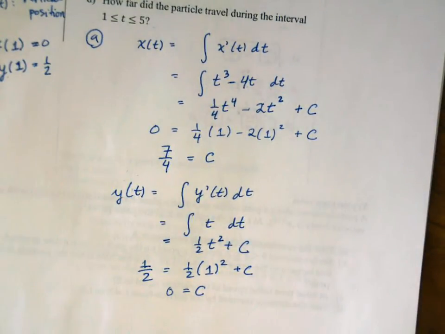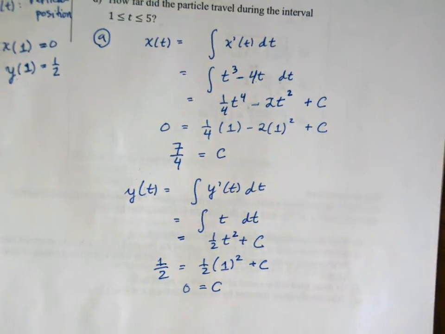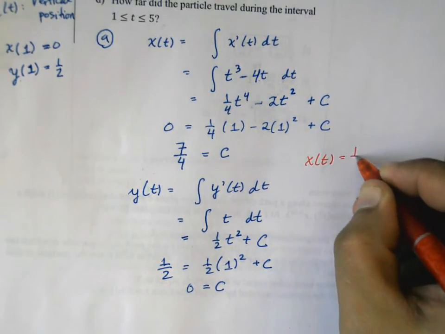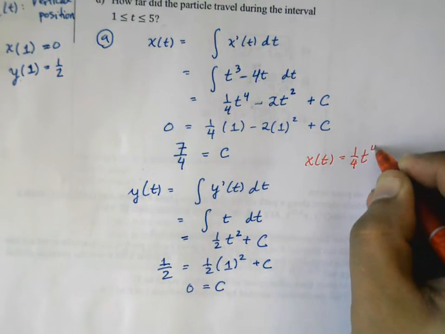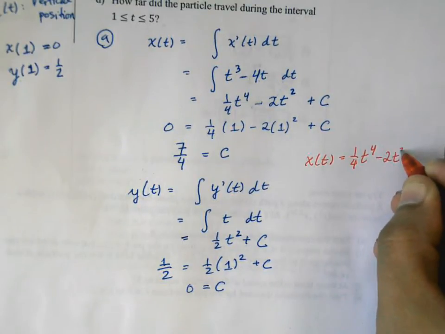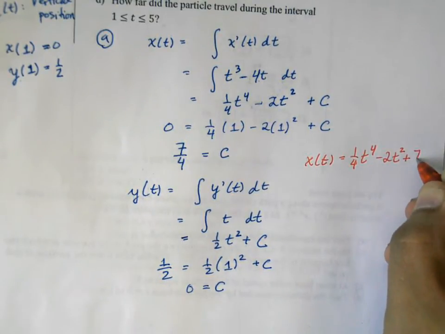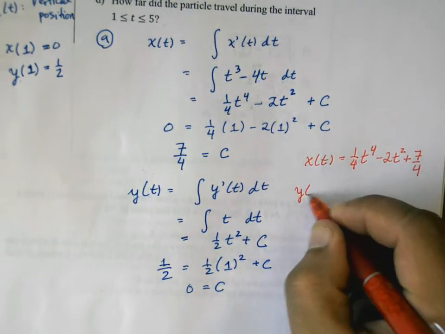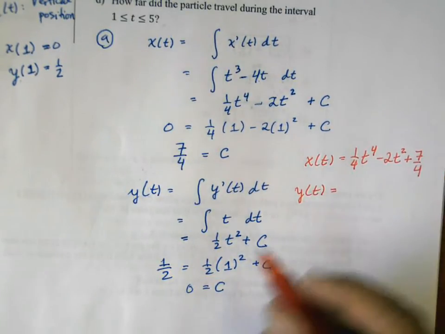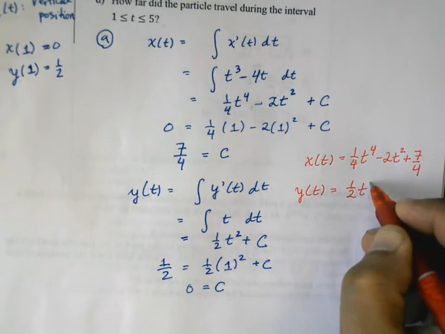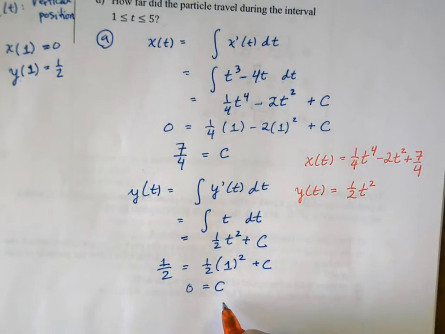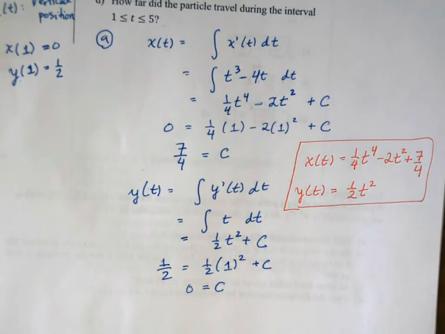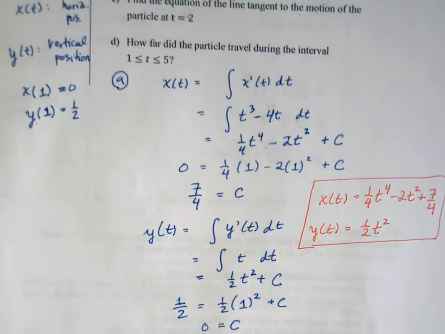So that means the position of the particle, the x position, can be given by 1/4 t to the 4th minus 2t squared plus 7/4. The y position is 1/2 t squared plus c, but c is simply 0. So that sums up part A.